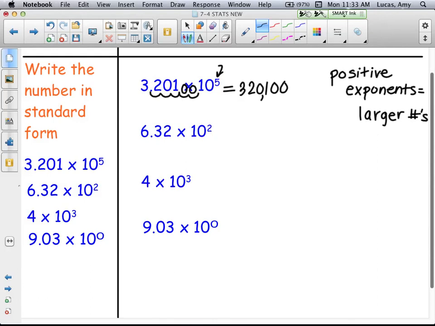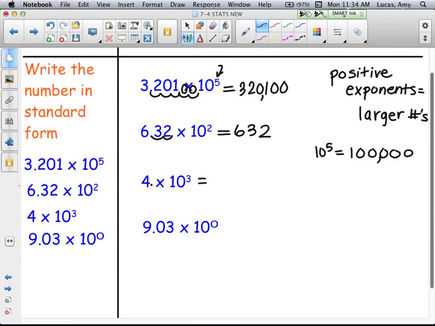320,100. Remember 10 to the 5th power would have 5 zeros in it. So it would be 100,000. So 3.201 times 100,000 is 320,100. So that should make sense. The next one, I only have to move it 2 places, so it's 632. The next one, 3 places.